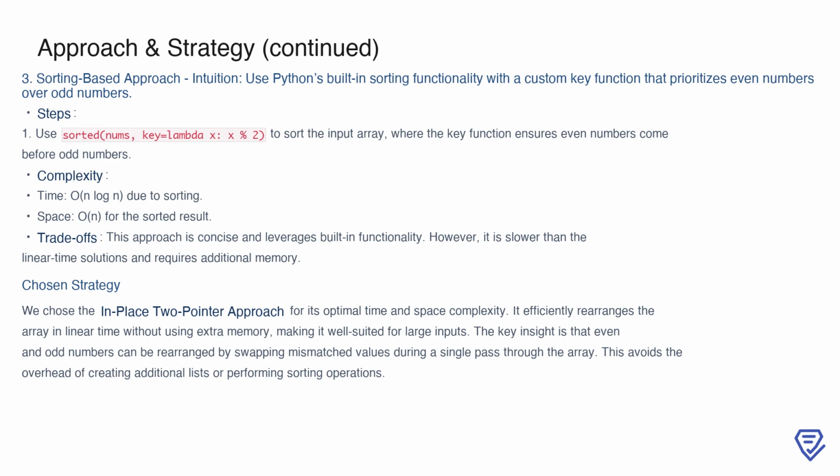Another way to solve this problem is by leveraging Python's built-in sorting functionality. Using a custom key function, we can prioritize even numbers over odd numbers during sorting. For example, by using sorted(nums, key=lambda x: x%2), we ensure that all even numbers come before odd numbers.